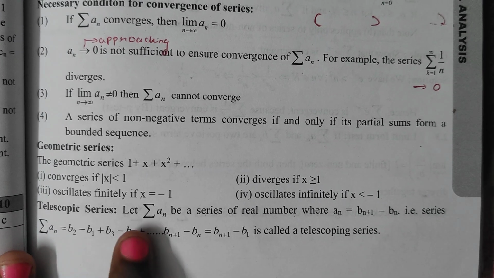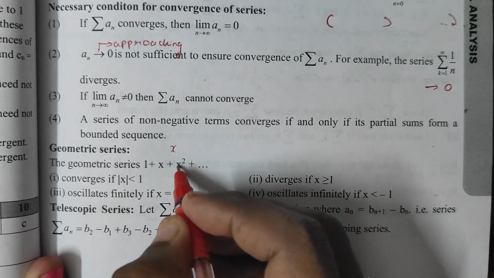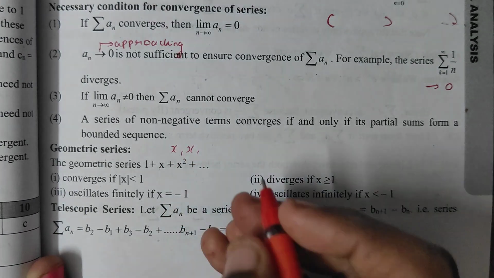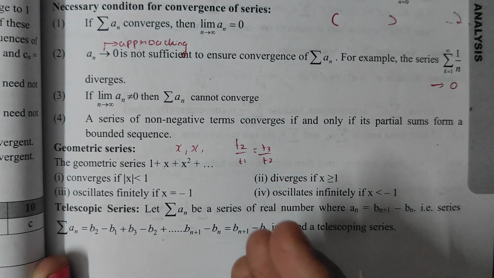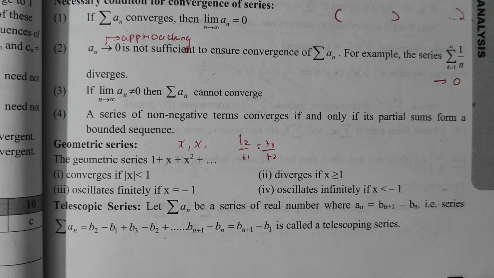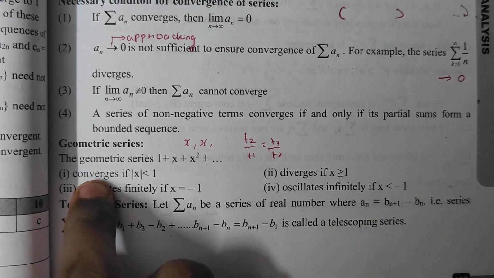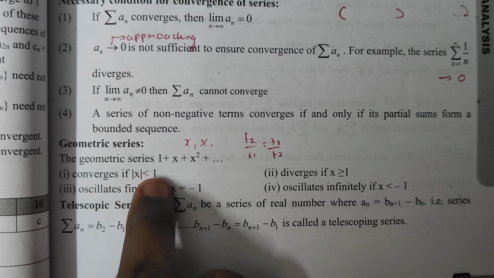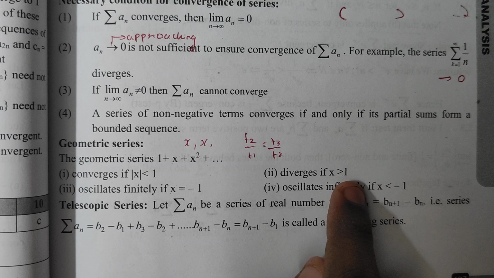Geometric series means 1 plus x plus x square, and it goes on. So t2 by t1 is x square by x, which is x. Likewise, t2 by t1 is equal to t3 by t2. Like that it comes, which means it is a geometric series. When you are going to find the sum, it converges if modulus of x is less than 1, and diverges if x is greater than or equal to 1.